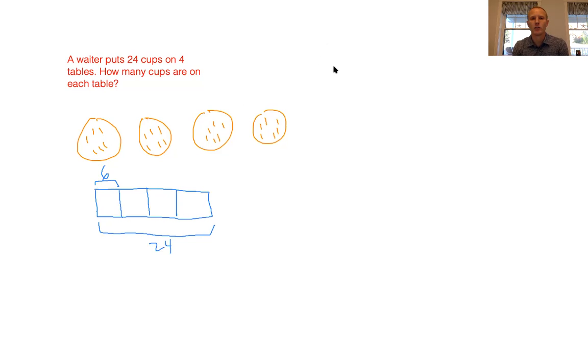And another way I could do it would be to use a number bond. I have a total of 24 things. I'm putting them into 4 groups. And then I could group count by 4s up to 24 and see how many times I have to do that. 4, 8, 12, 16, 20, 24, 6 times. So my answer to each of these is 6.